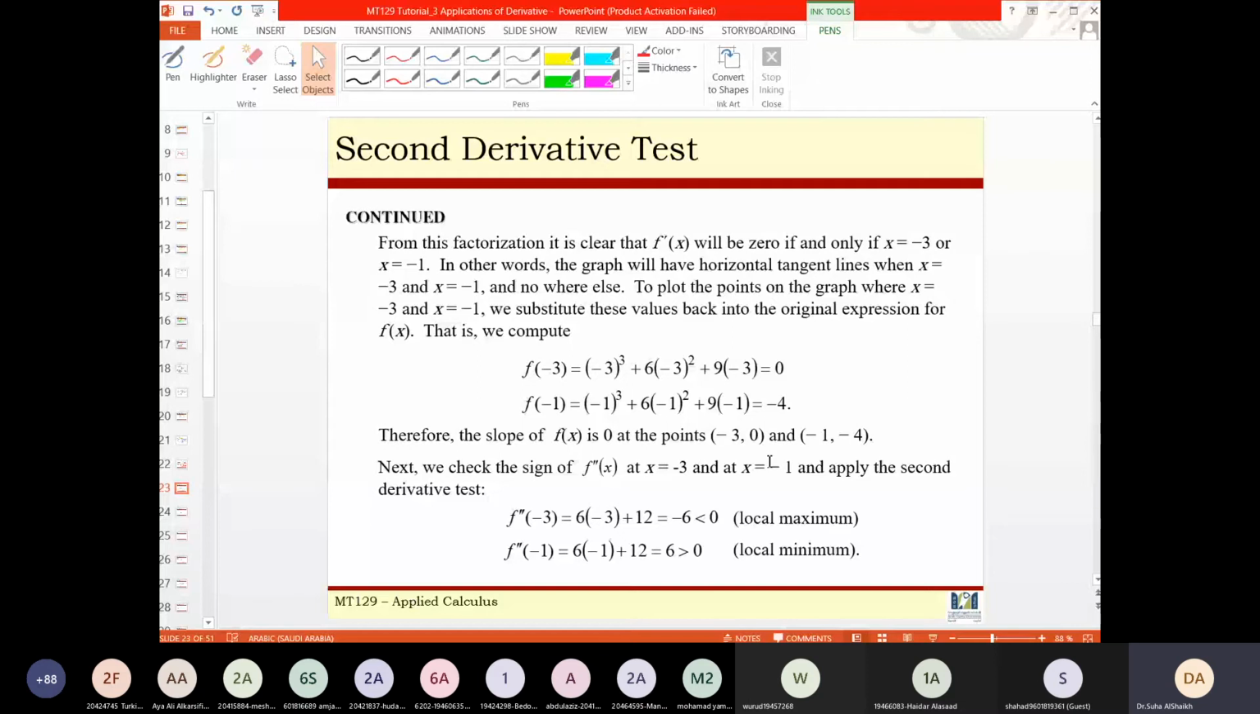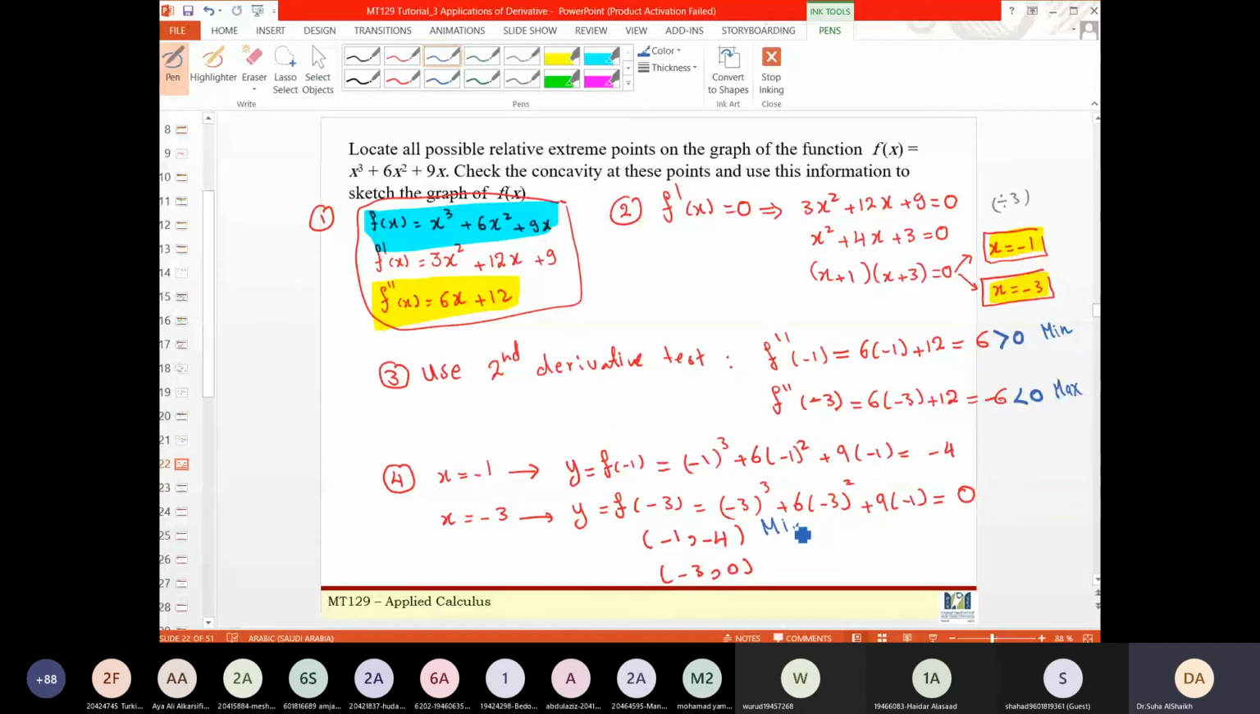Good? So we got 2 points. At x equal to minus 1, y is minus 4, and at minus 3, y is 0. And we agreed this point is a minimum point, and this point is a maximum point. Moreover, this is a minimum, but the function is concave up at it, since the second derivative is positive. And this is a maximum, but the function is concave down at it.